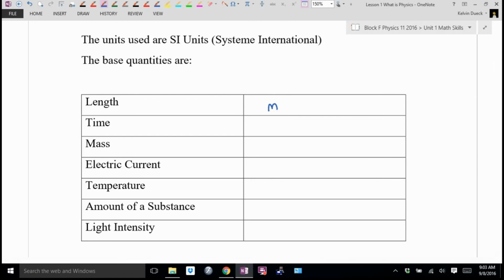What were the units for time? Seconds. What were the units for mass? Kilograms.